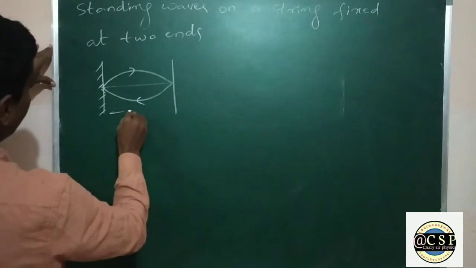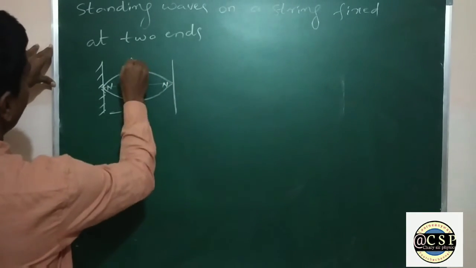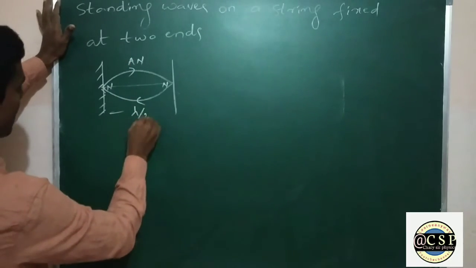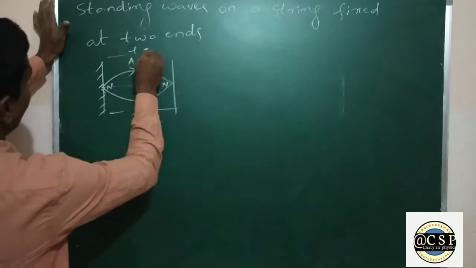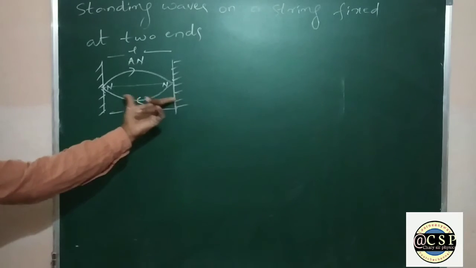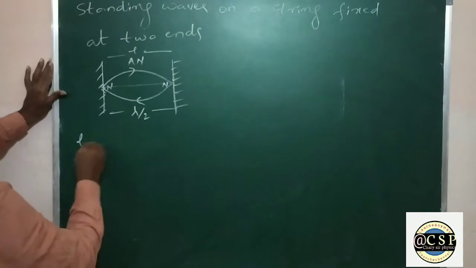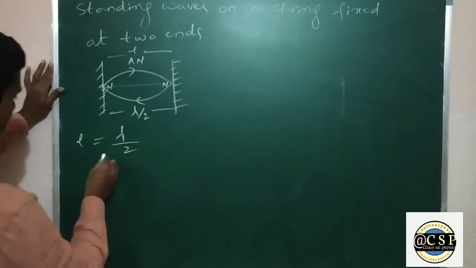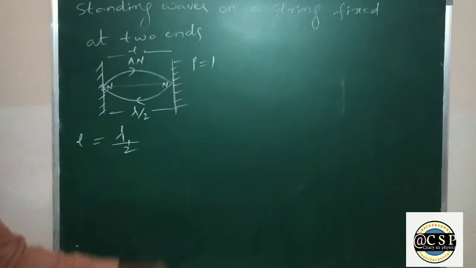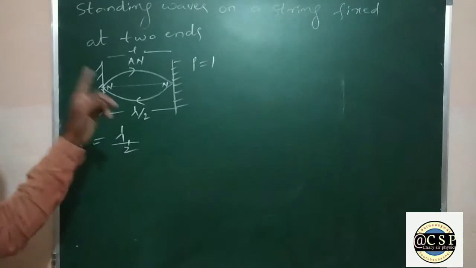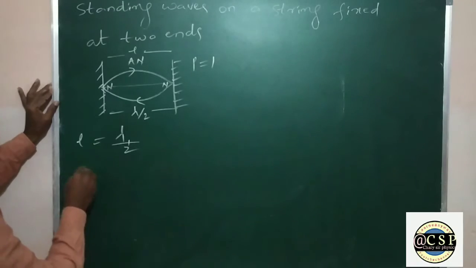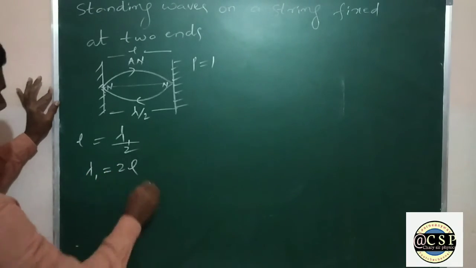Okay, now here is node, here is node, here is antinode. The distance between two successive nodes, we know, is lambda by 2. With 2 rigid supports, its length is L equal to lambda by 2, but lambda 1 is considered here. How many modes are formed here? P is equal to 1. The number of modes is only 1, meaning the first harmonic. So L is equal to lambda 1 by 2. We need to calculate lambda 1, which is equal to 2L.